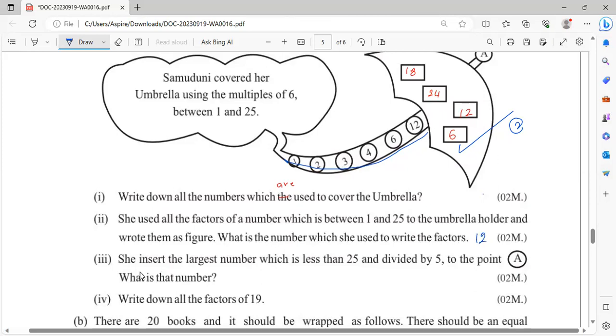12. Good. She inserted the largest number which is less than 25 and divisible by 5. A number less than 25 but divisible by 5. What is that number?